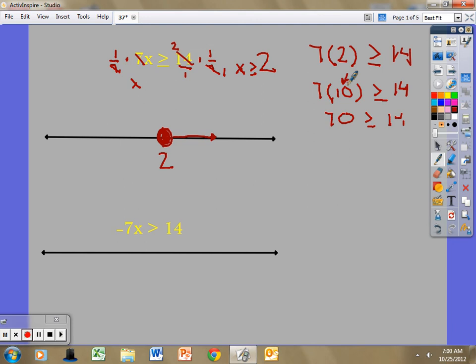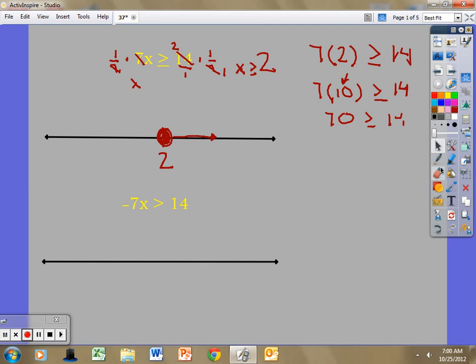Now if I go down to the bottom one, it looks very similar. It's not greater than or equal to, it's just greater than. Now this says negative 7 times x, or negative 7x, is greater than 14. Again, to solve for this, I can divide both sides by negative 7, or I can multiply by its inverse, which would be negative 1/7.